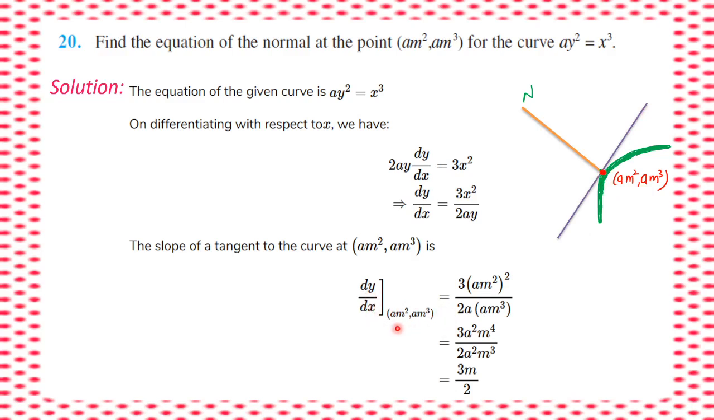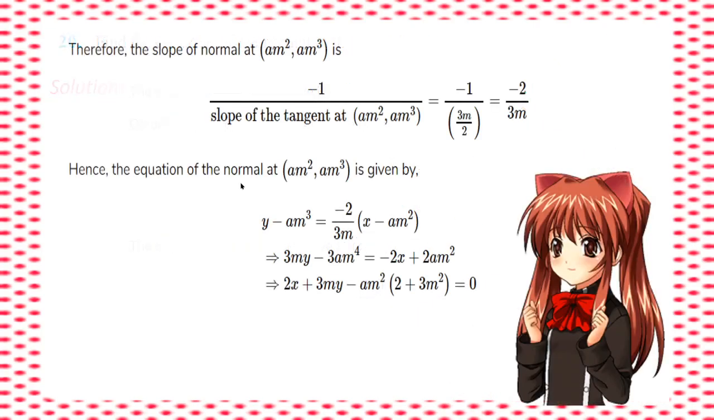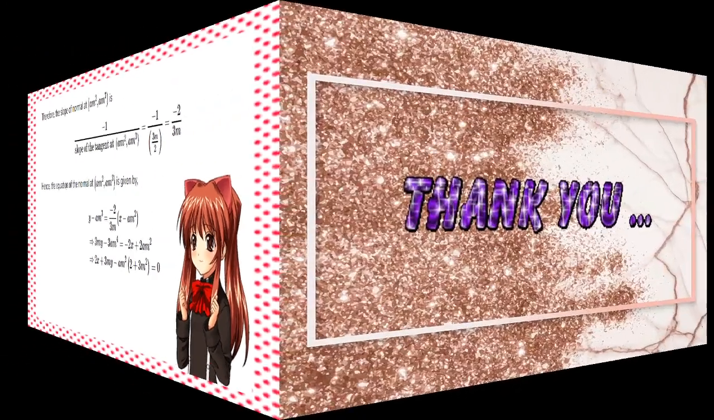So put the value of x and y. What are we getting? 3m by 2. This is the slope. Now the slope of the normal at this point will be the negative reciprocal, meaning minus 2 upon 3m. Now the equation of the normal at this point is given by y minus y1 is equal to the slope of the normal into (x minus x1), and open it and solve it. This is the required equation.